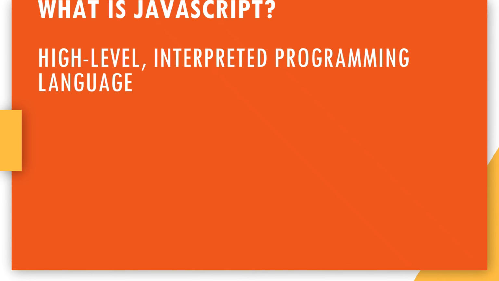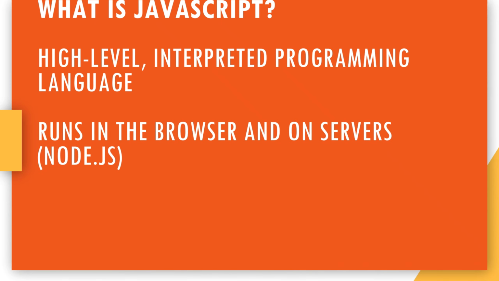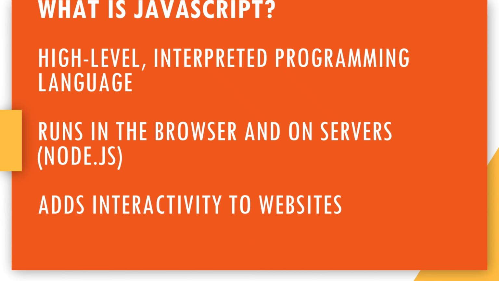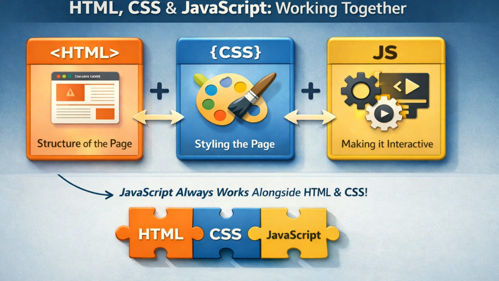JavaScript is a high level interpreted programming language. This means you don't need to compile it before running the code. You can write your code and immediately see it work. You can run JavaScript in browser or on the server using Node.js. It allows you to make web apps interactive like forms, buttons, animations, and dynamic content. JavaScript always works alongside HTML and CSS. HTML gives the structure of page, CSS styles it, and JavaScript makes it interactive.